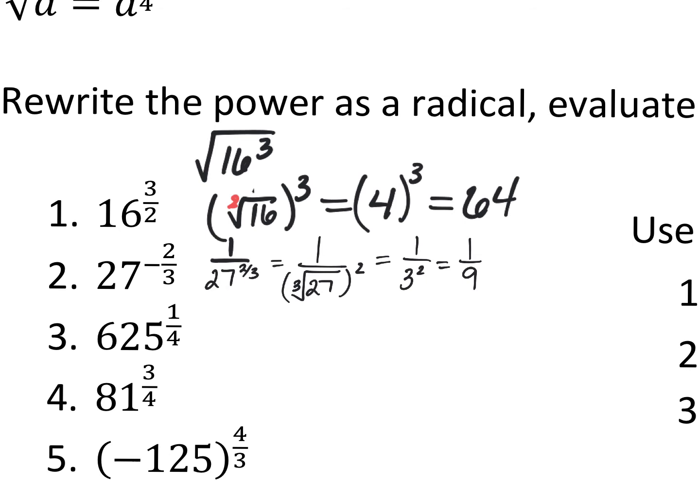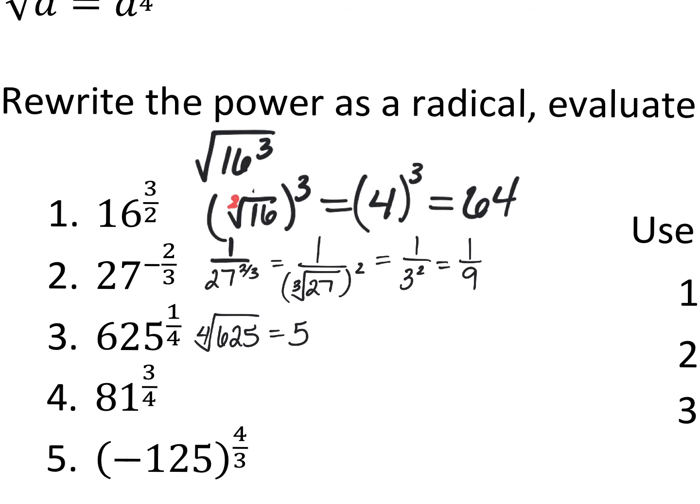And 625 to the 1/4 power. That's the 4th root of 625. Do I need to write to the 1st power? Do we ever write to the 1st power on something? No. And let's use our table. What's the 4th root of 625? 5.